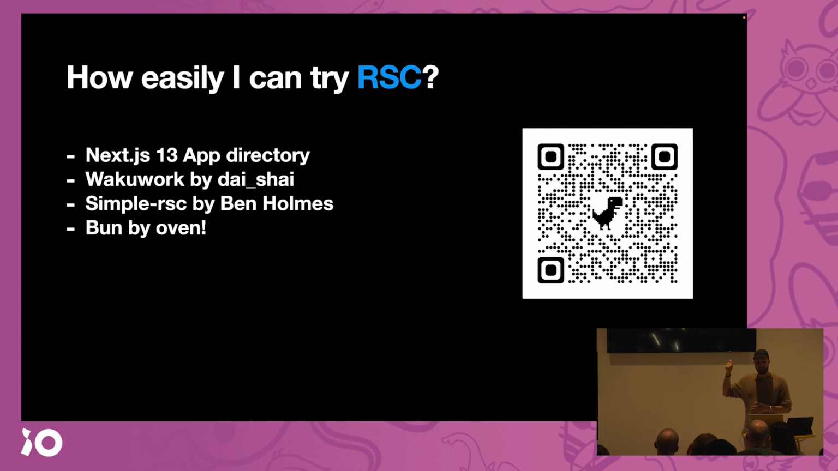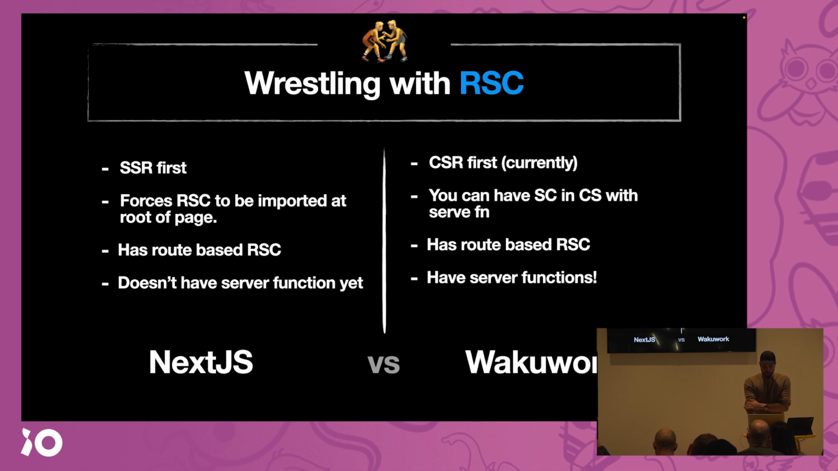Those top items, Waku and Next.js 13, are the main competitors. Maybe you haven't heard about Waku. After wrestling with React Server Components, I compared Next.js with Waku. Next.js is SSR first, so our first load is server-side rendered. But Waku, for now, is just CSR.